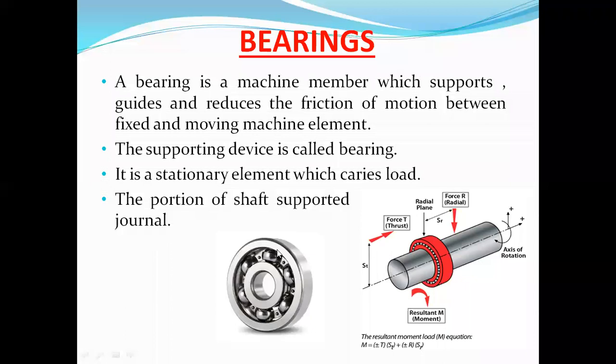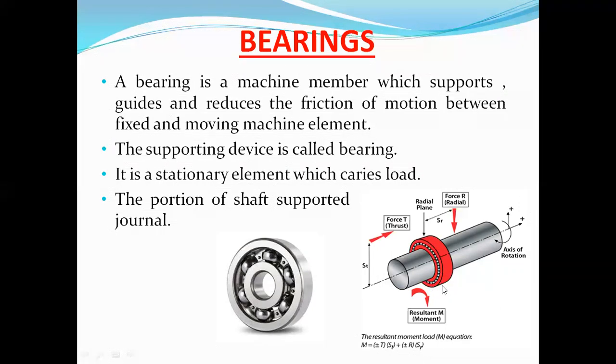Now you can see the first figure, it is one example of ball bearings. And the second figure is also an example of a ball bearing. So here the shaft is supported by the bearing. Therefore, a bearing is a machine member which supports, and the shaft is always supported by the bearings. It reduces the friction between the fixed component and the movable component. The supporting device is always called a bearing.